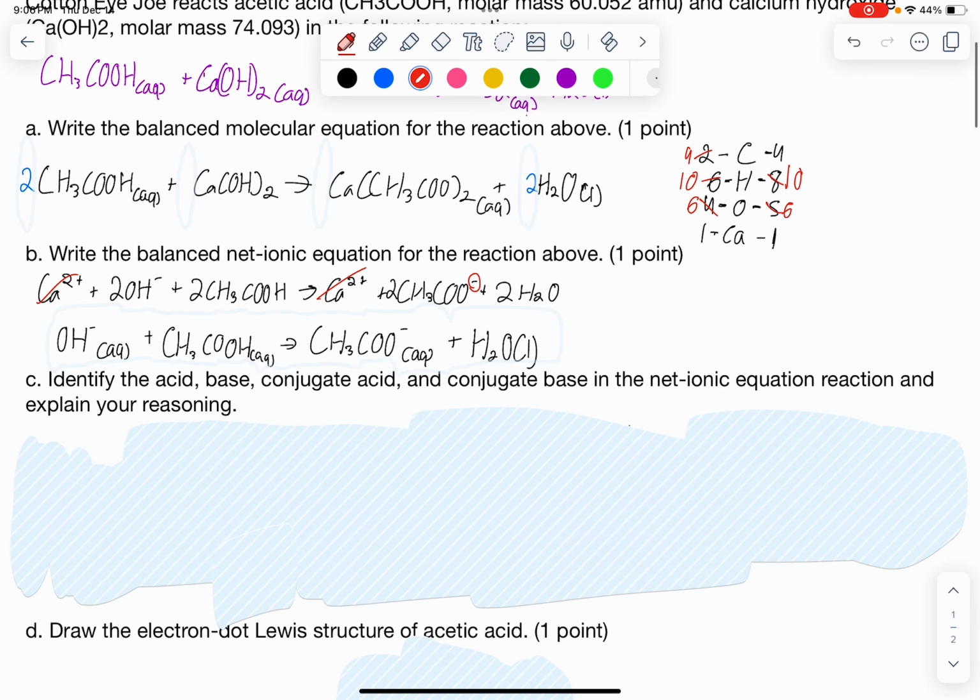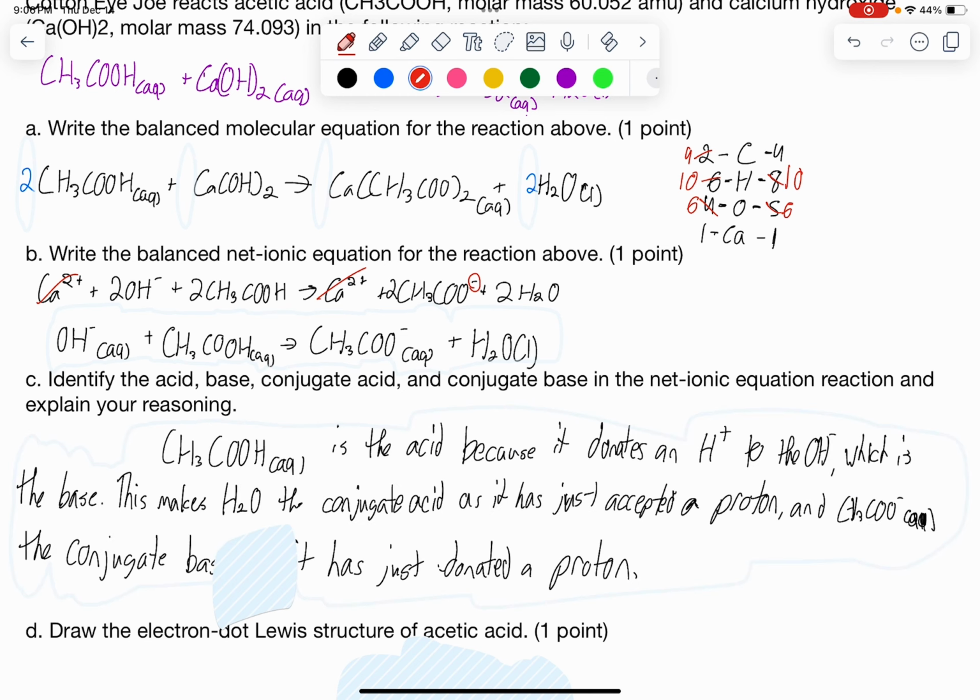The next step is identifying the acid, the base, the conjugate acid, and the conjugate base in the ionic reaction. So your acid would be the acetic acid. It's in the name. That would be the acid, but you'd have to explain that's because it donates an H+ proton to the OH- when it becomes H2O. So that makes OH- the base. Therefore, H2O is the conjugate acid because it has just accepted the proton from the acetic acid. And the CH3COO- would be the conjugate base since it's now donated a proton. And because it's now donated a proton, it is now in the position to accept a proton.